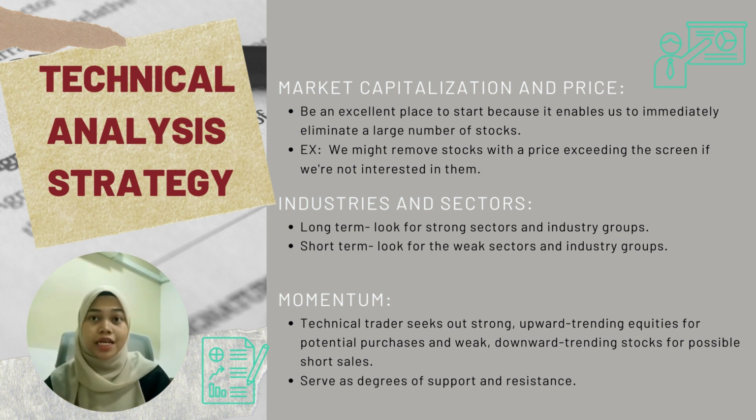Momentum comes last but not least. Typically, a technical trader seeks out strong, upward trending equities for potential purchases and weak, downward trending stock for possible short sales. Moving averages, which are trend following indicators that smooth out daily price fluctuations to reveal a stock's broad direction over time, are one approach to locating them. They may also serve as degrees of support and resistance. Support is where downward trends tend to lose strength, where purchasing pressure prevails over selling pressure. As selling pressure overtakes purchasing demand, resistance is frequently where upward trends begin to halt.